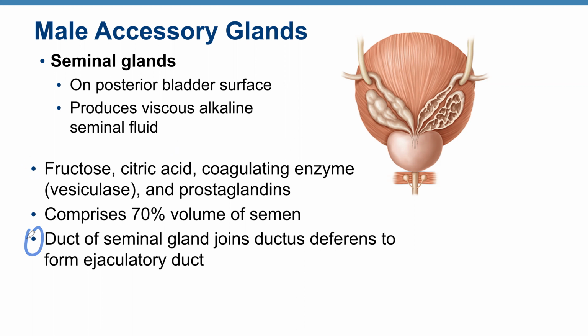The duct of the seminal gland joins the ductus deferens to form the ejaculatory duct. So we already talked about it. So here's our seminal vesicle, here's its duct, it joins the duct of the ductus deferens and forms the ejaculatory duct.